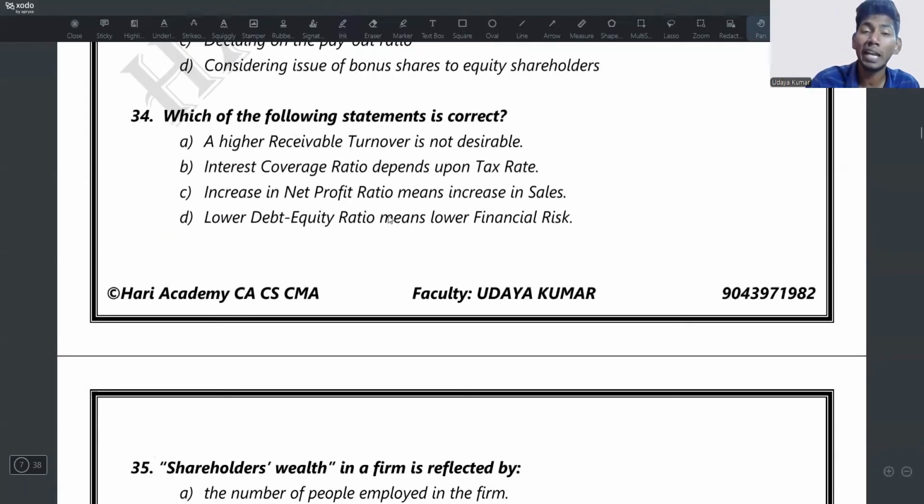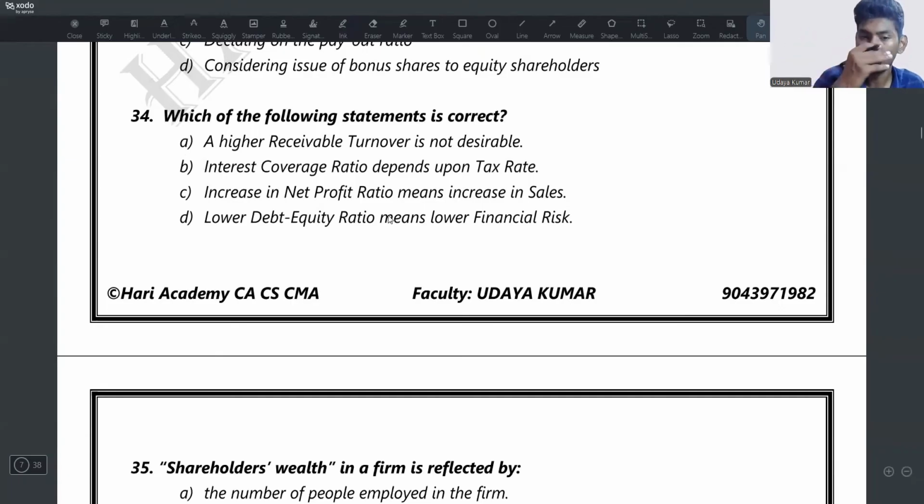Which of the following statements is correct? Option A, a higher receivable turnover is not desirable. Option B, interest coverage ratio depends upon tax rate. Option C, increase in net profit ratio means increase in sales. Option D, lower debt to equity ratio means lower financial risk. Which option is the right option?